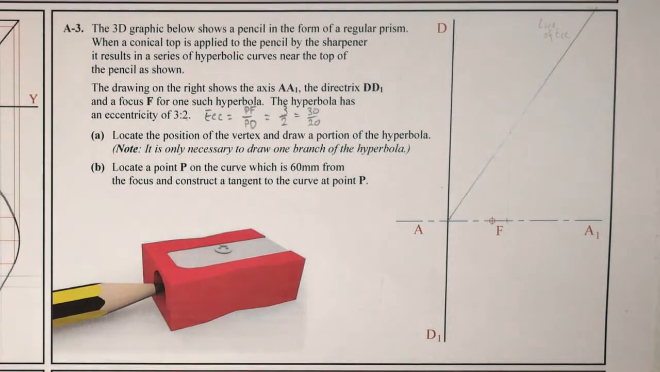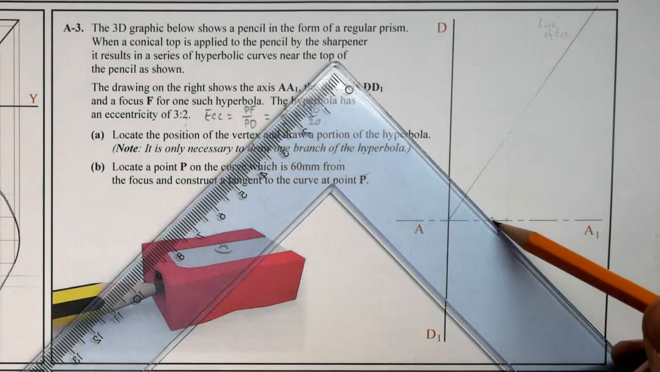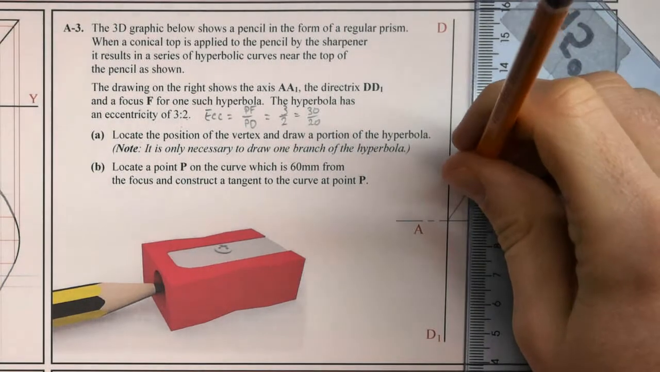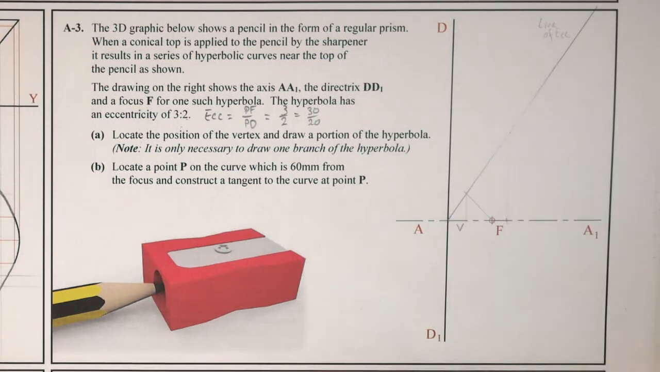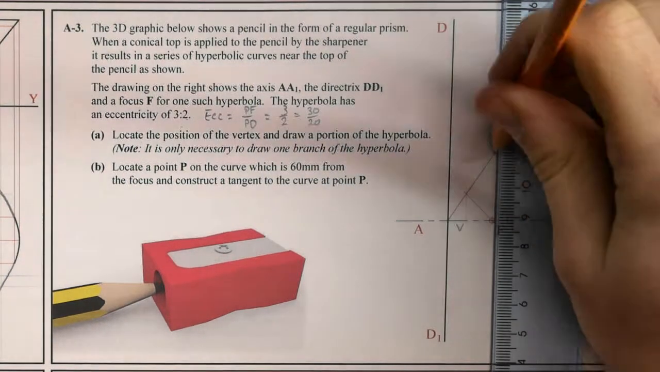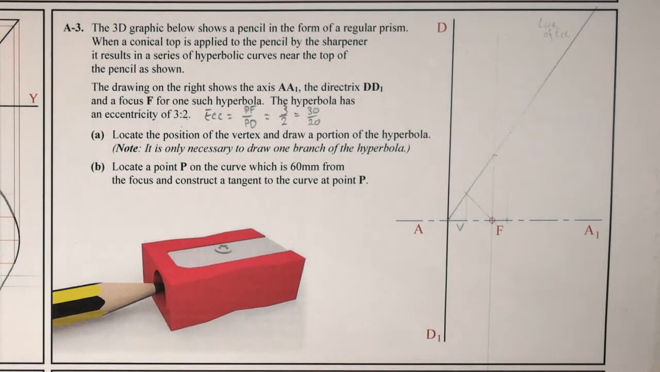We want to locate the position of the vertex. So, as with all conics, if I go 45 degrees back from my focal point onto my line of eccentricity and drop that down onto my axis, that will find me my vertex V. Okay? Then we want to draw a portion of this hyperbola. I need to draw my latus rectum first of all. And that has actually found me a point on my curve there, because my line of eccentricity is tangential at point F, or at the latus rectum.